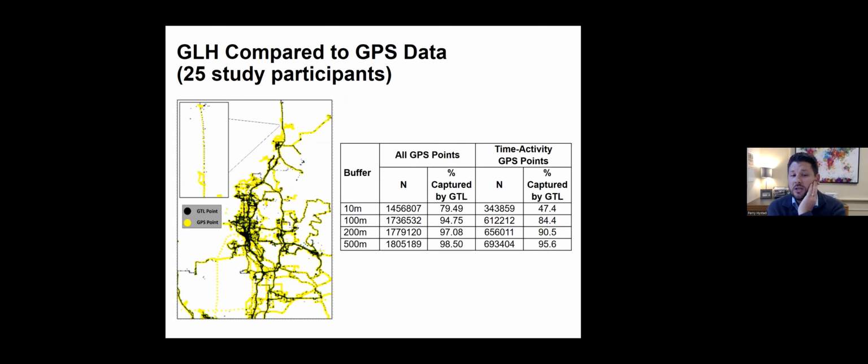And we looked at just comparing the locations from the GPS data that was collected in that other study to what we got. And we found that if you look at just all locations, 95% of GPS locations were captured by GTL data if we just look at the spatial correspondence. If we take out residential address, and so look at all of the other locations, we see that it's around 84%. So this is not GPS accuracy, but this is still very, very detailed in terms of the spatial accuracy of this location.